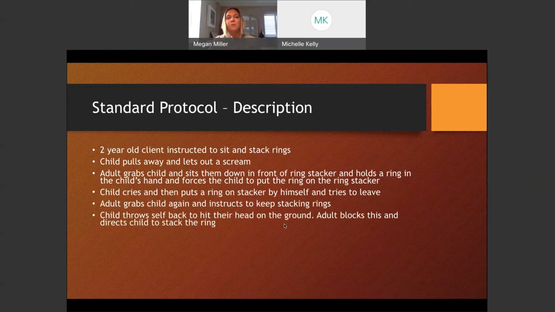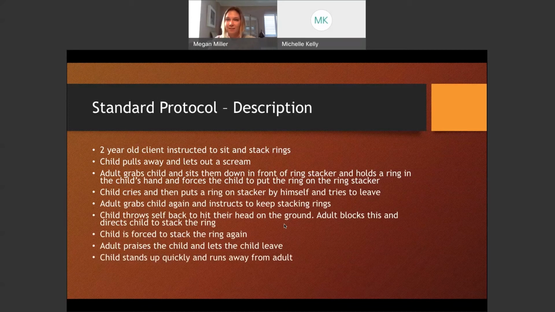The child throws themselves back to try to hit their head on the ground. The adult blocks this and directs the child to stack the ring. The child is forced to stack the ring again. The adult praises the child and lets the child leave. The child stands up quickly and runs away from the adult.